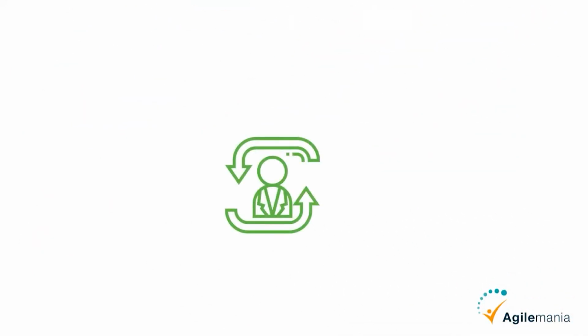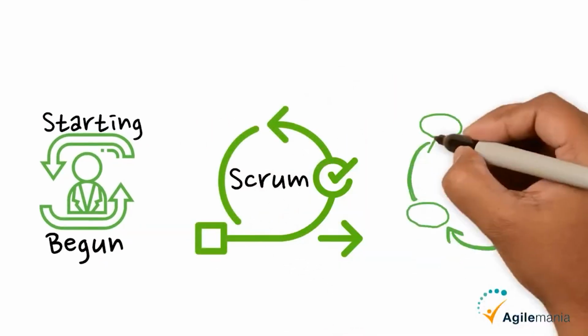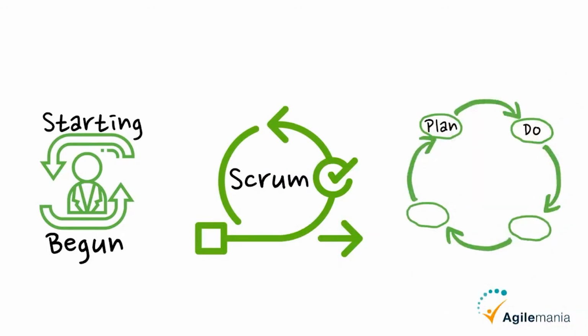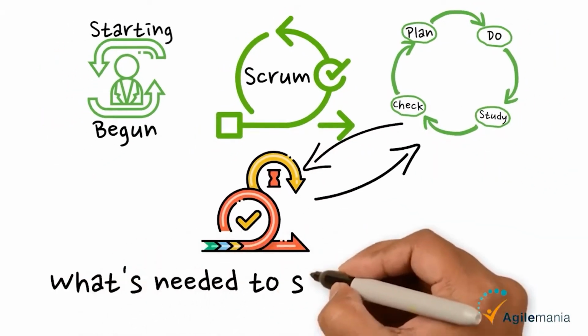Now, everyone is starting or has already begun with Scrum for Agile software development. Scrum is an iterative and incremental framework based on empirical process control, where sprints serve this purpose. So, starting with Scrum means the team started sprinting. What's needed to start sprinting?